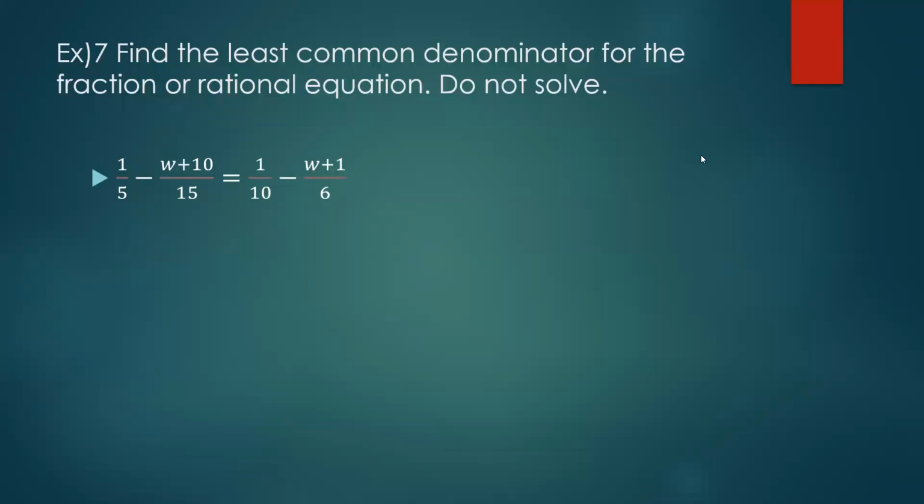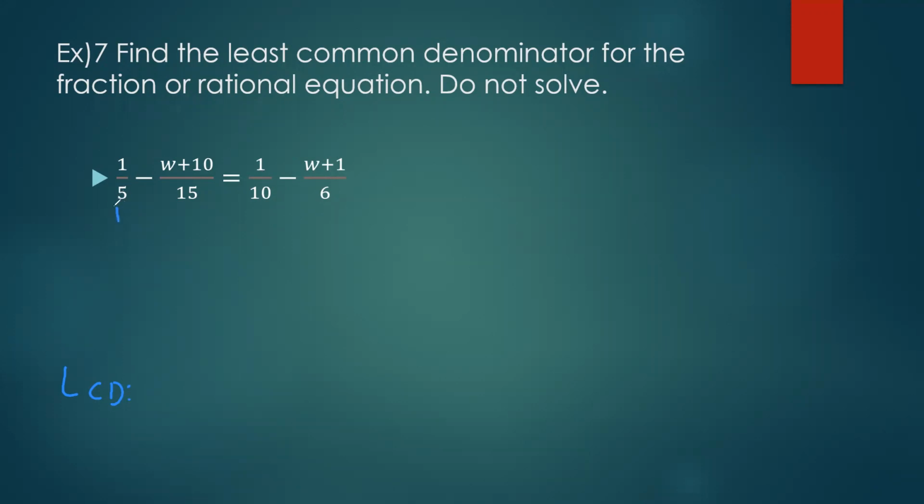Hello, this is part 2 of finding the LCD. So let's just continue. Example 7: find the least common denominator for the fraction or rational function. Do not solve. Okay, so we have this 10 over 5 minus 10 over 15 equals all of this. So the first step is we've got to make the bottom in the most prime form.